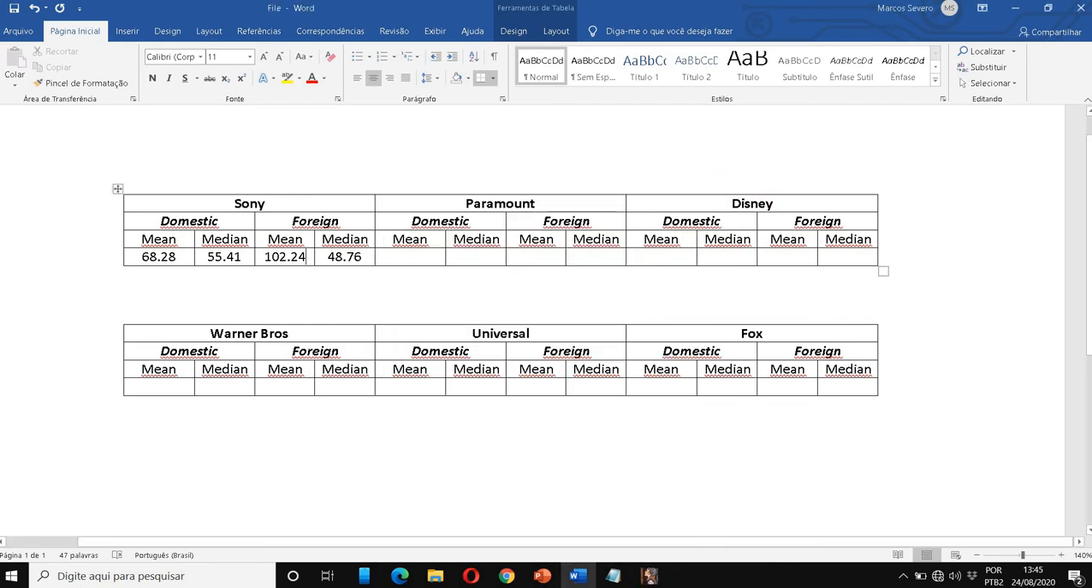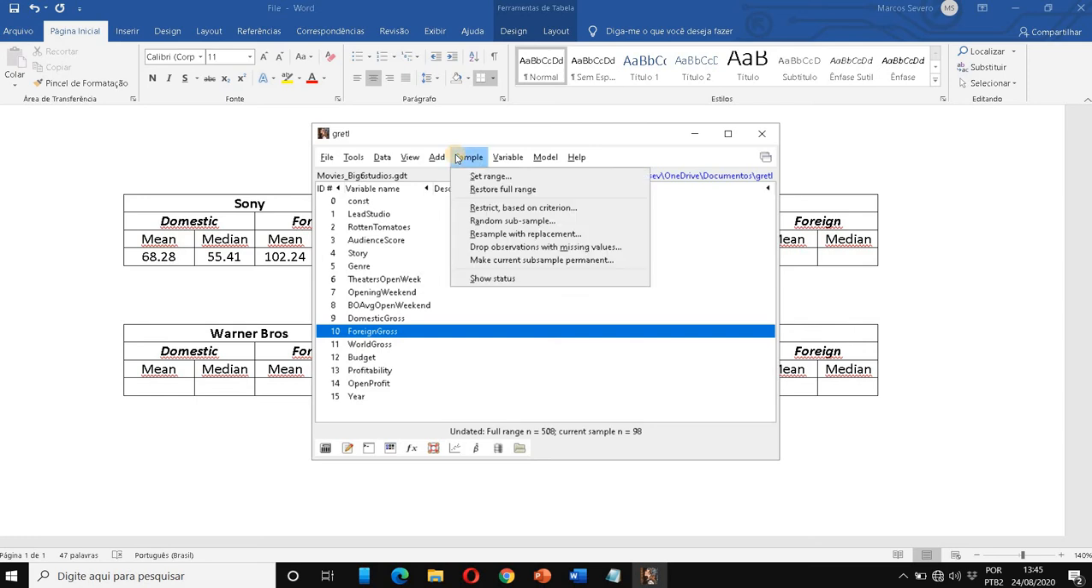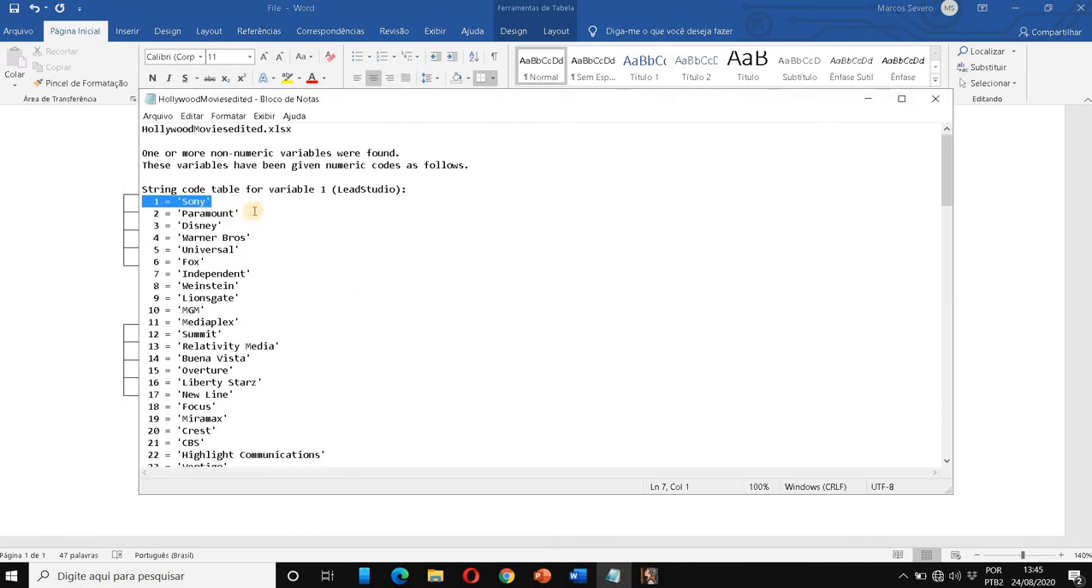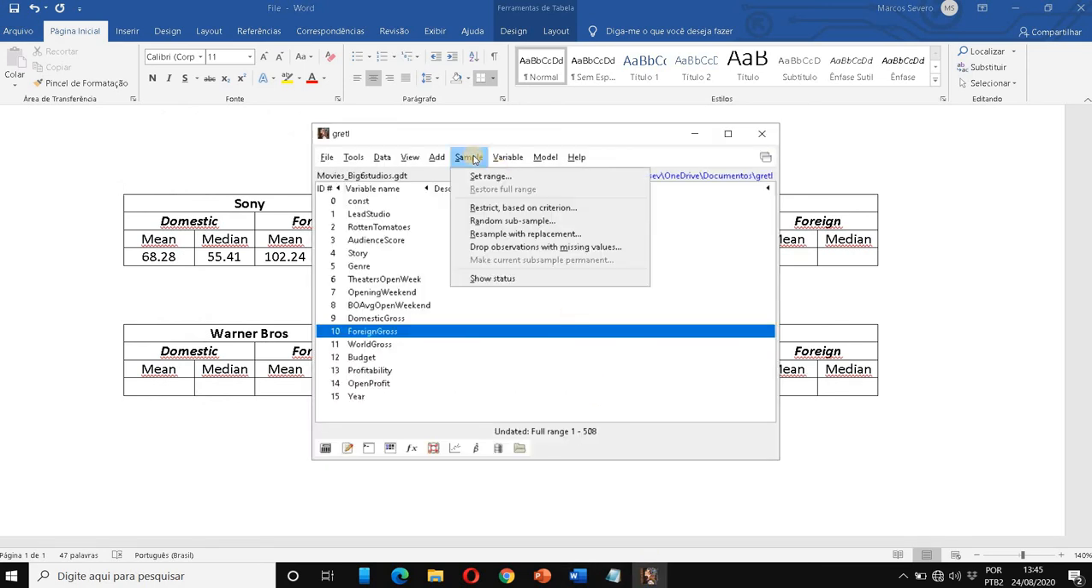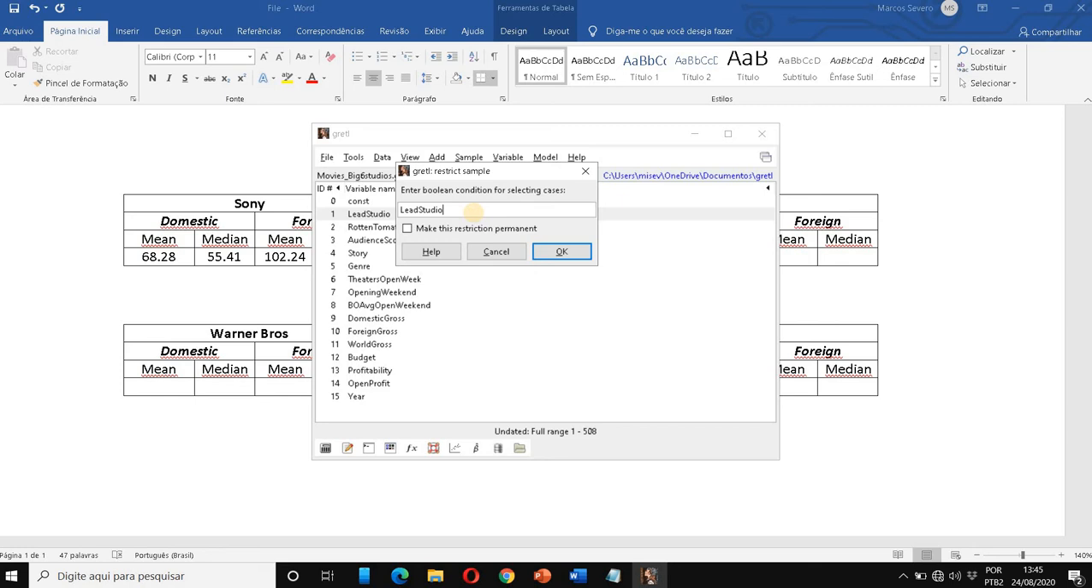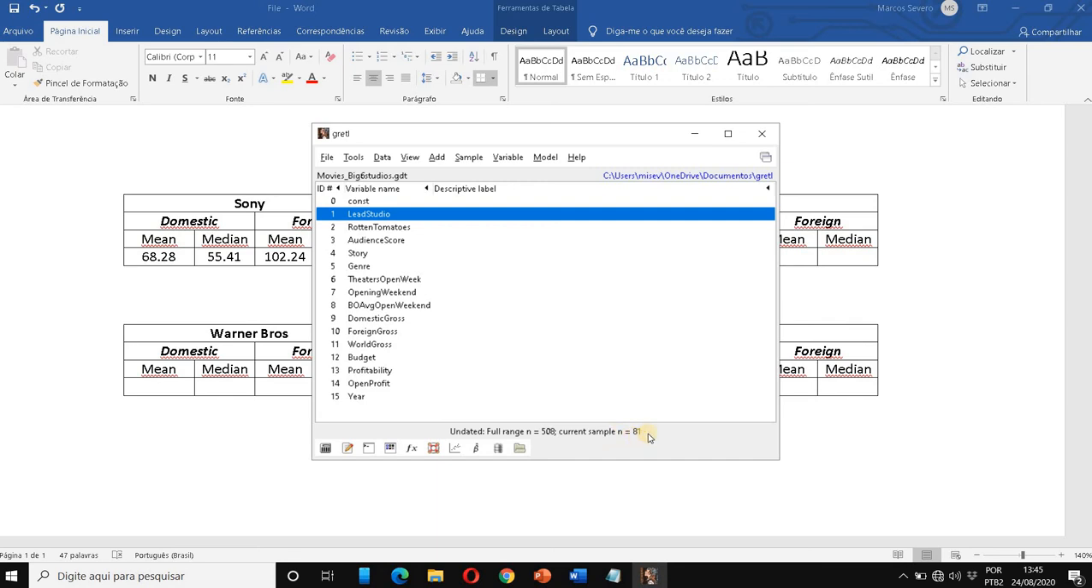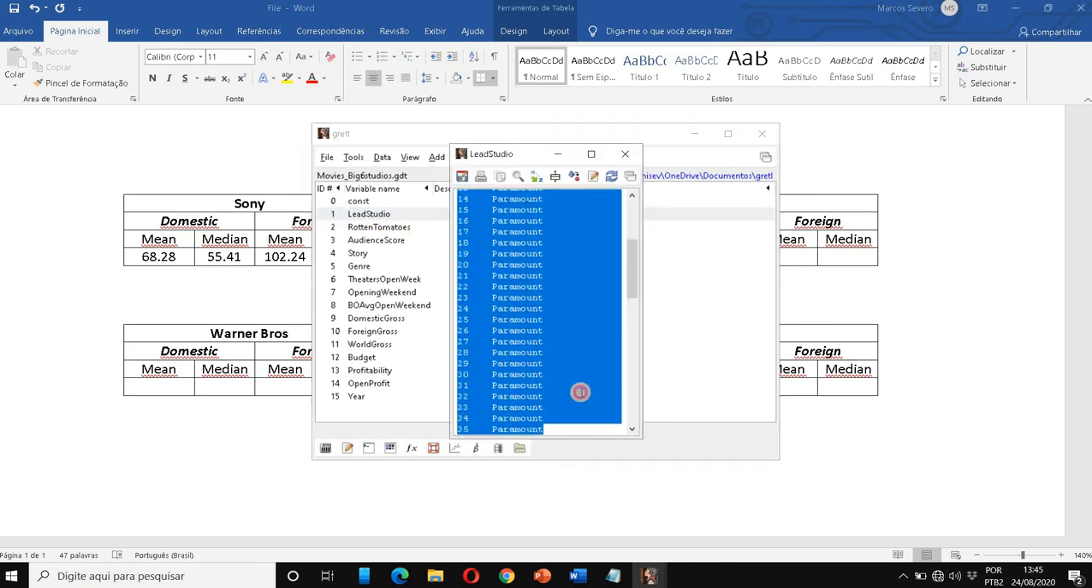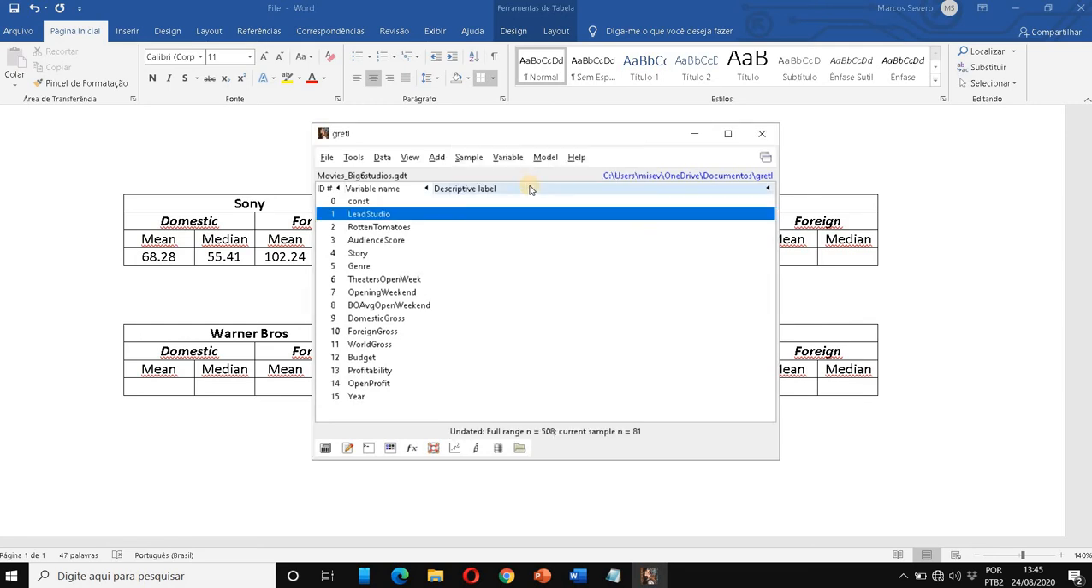Okay, so I'm going to close this. And I come back here and go to sample, restore full range, and I'm going to work with Paramount, which is the value number 2 for my string code variable. So I'm going to click here on sample, restrict, and then lead studio equals 2, and click on OK. I'm going to close. Now I'm working with 81 movies from Paramount in the data set. If I click here, I'm going to see only Paramount, see? Only Paramount movies.